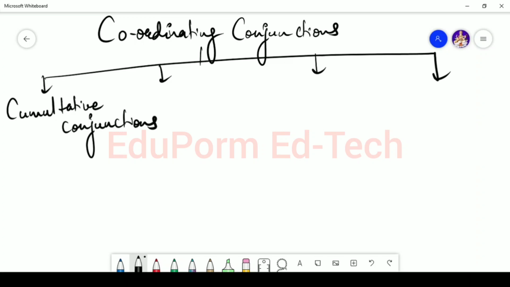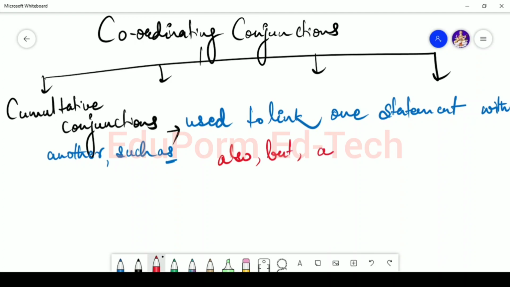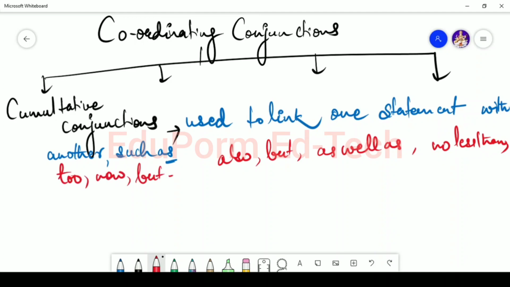Now what are cumulative conjunctions? Cumulative conjunctions are basically used to link one statement with another. Okay, so these are basically used to link one statement with another, such as, let's say for example, and, also, as well as, no less than, not only, but also.